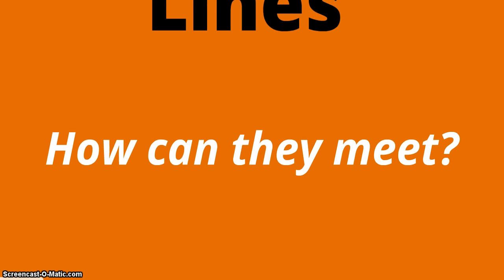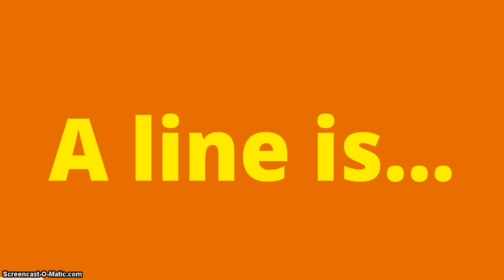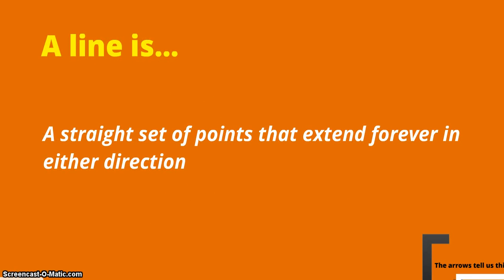Okay, everyone, it's time to learn about lines and how they meet. This is a definition. You need to record it on your flipped homework sheet. A line is a straight set of points that extend forever in either direction. If you need to pause it to write that down, go ahead and do so.